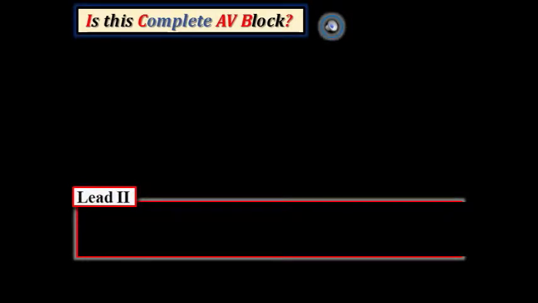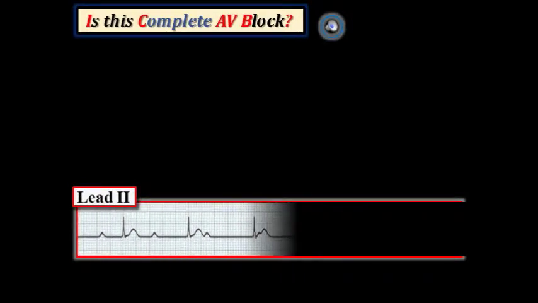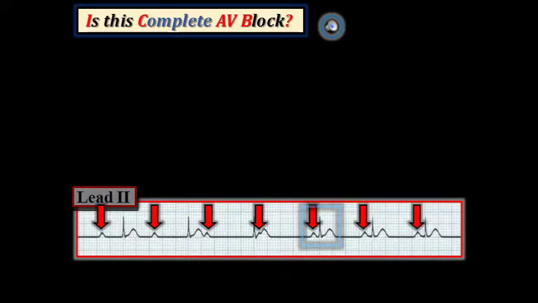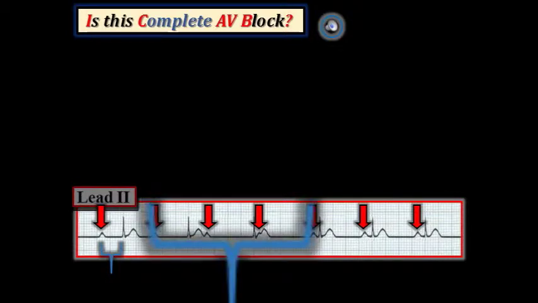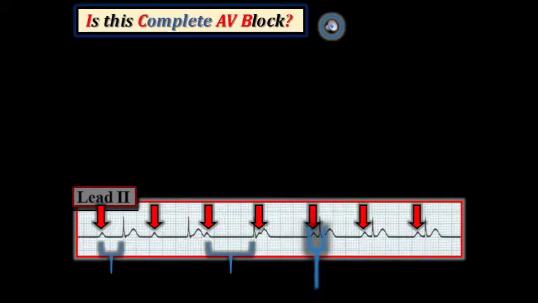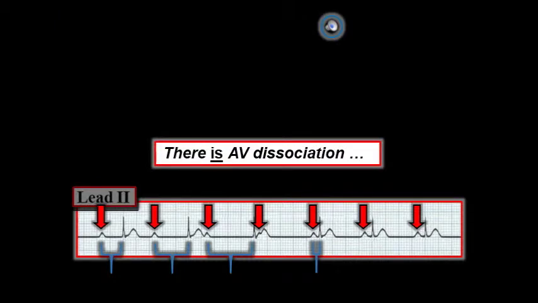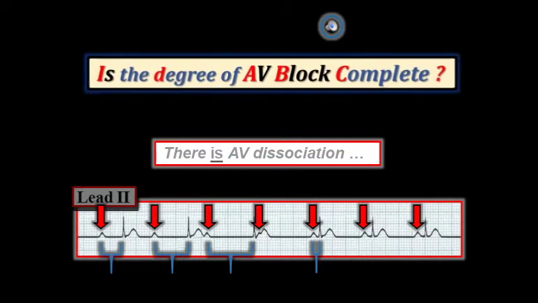So, how about this tracing? Is this another example of complete AV block at the AV nodal level? Looking closer at this rhythm strip, the QRS complex is narrow and P waves are regular throughout the tracing. At first glance, P waves appear to be unrelated to their neighboring QRS complex, as seems evident for the varying PR intervals. So there is AV dissociation, and there appears to be at least some degree of AV block. But is the degree of AV block complete?